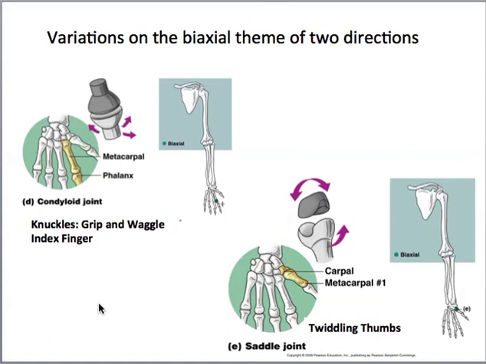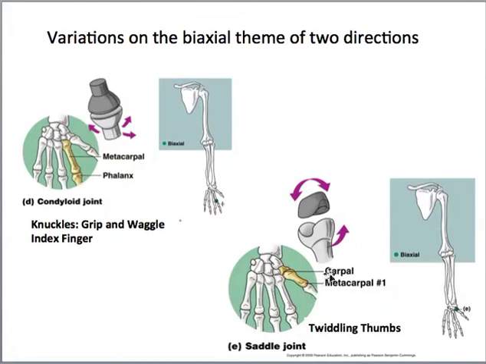Moving down, we've got variations on the biaxial theme. Here you can see an example of a ball and socket joint between the metacarpals and the phalanges. Okay, this is where your knuckles would be. You can grip, and you can also wag your index finger, so you've got a little bit more range of motion than you would have in a monaxial joint here.